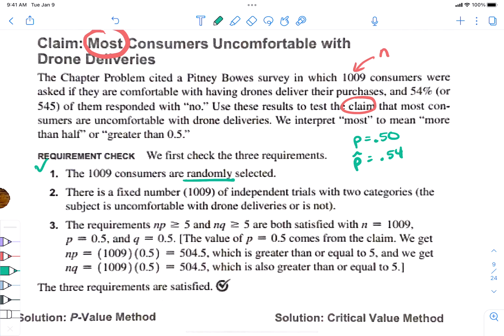Great. And then the last thing, we've done this before, where we have to check to make sure that NP is greater than 5 and NQ is greater than 5. So if we take 54% of the 1,000 and we take 46% of the 1,000, no, wait a second, P.